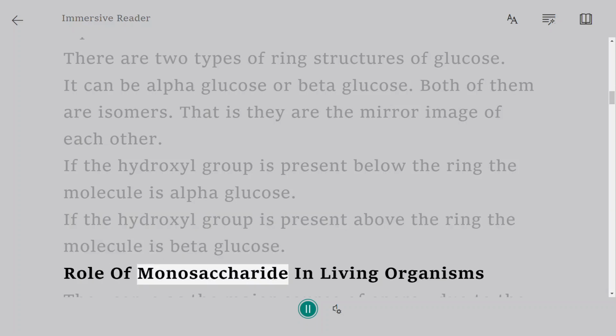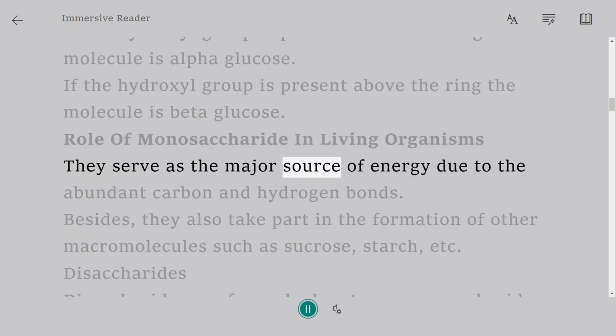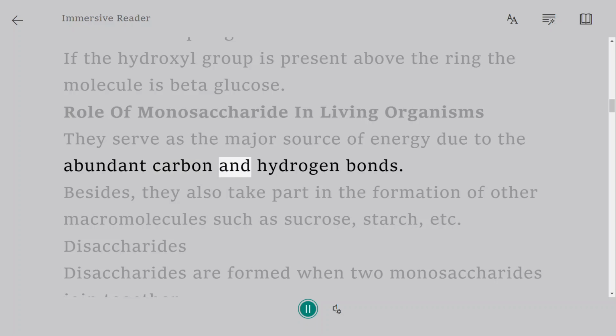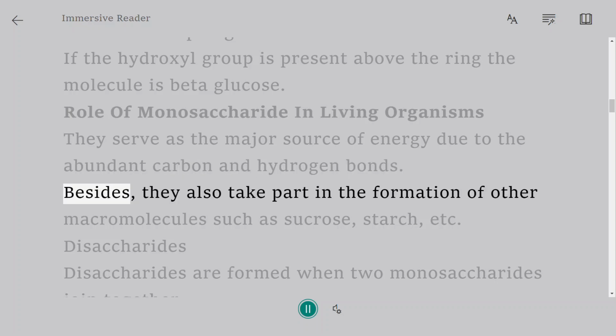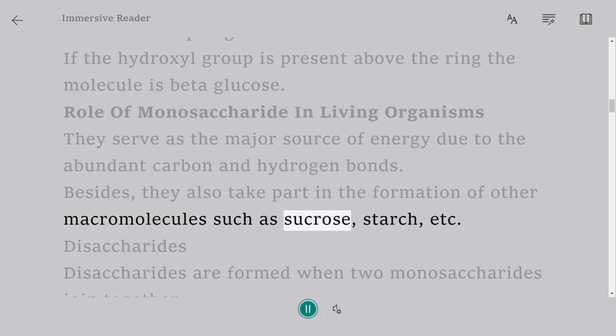Role of monosaccharides in living organisms. They serve as the major source of energy due to the abundant carbon and hydrogen bonds. Besides, they also take part in the formation of other macromolecules such as sucrose, starch, etc.